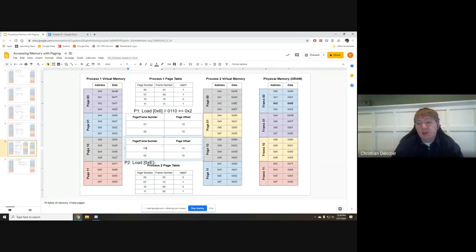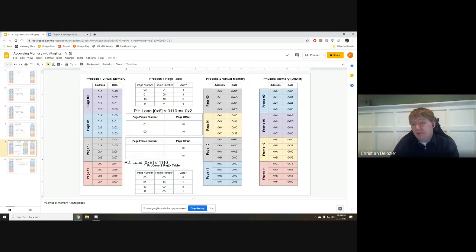So process 2 is going to load from 0xE. So let's translate 0xE to binary. That's going to be 14, right? So 1110. So we're going to look up here. Our offset is still going to be 10, right? Because that's the last 2 bits of that. So we're still going to have offset 10. Now we're going to have page number 11. And because this is coming from process 2, we are going to look this up in process 2's page table.